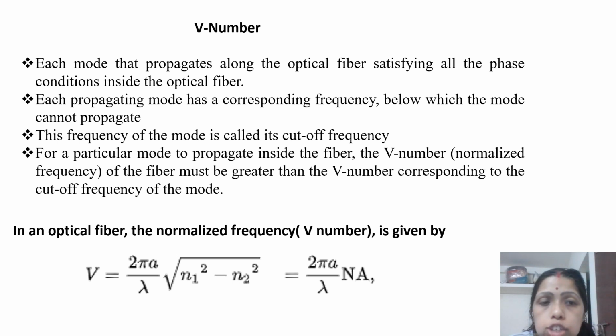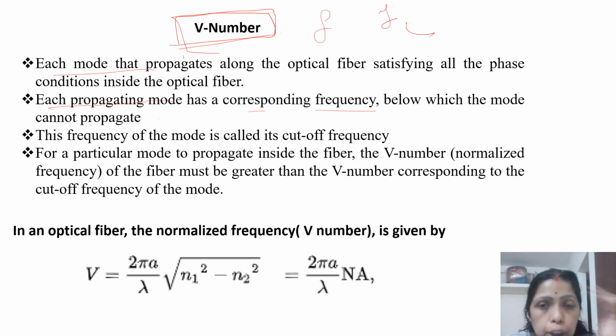So the frequency I told, in case of the optical fiber, the corresponding normalized frequency is defined as the V number. It is the frequency below which the mode cannot propagate. So I told that if some frequency signal incident into the fiber has a frequency less than the FC, then the corresponding propagation mode will not propagate. It can attenuate. This FC is called the normalized frequency or cutoff frequency, also known as the V number.